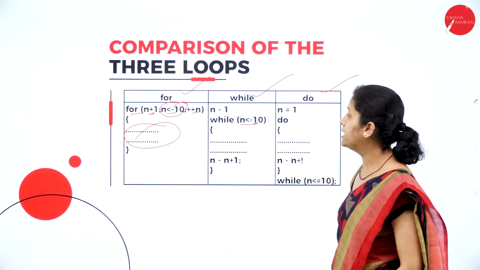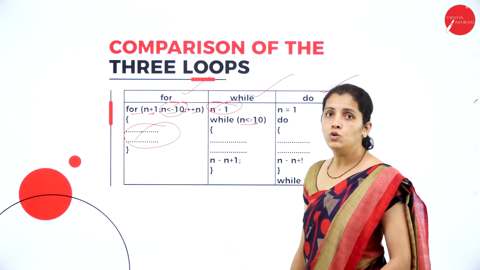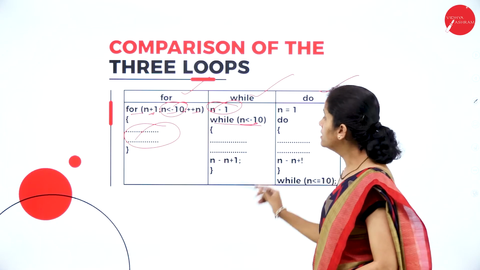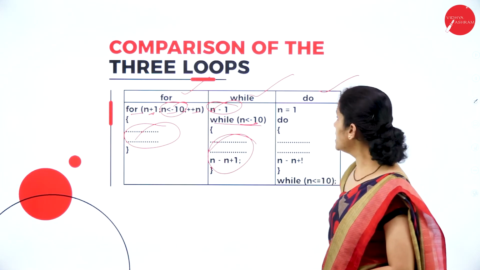So this is also an entry point. First, I want to initialize the looping variables. Then I want to check the condition. Then if this condition is true, I want to execute a certain set of statements.